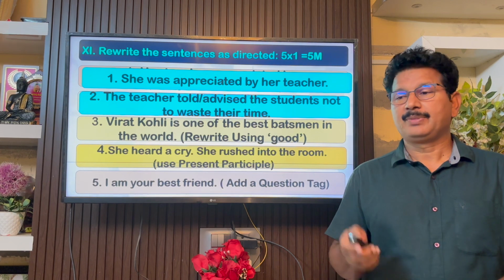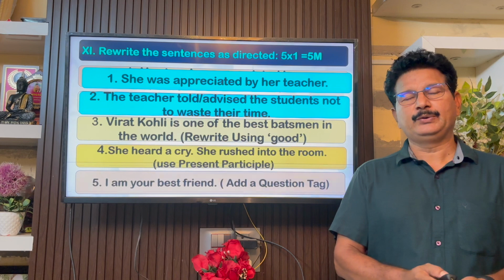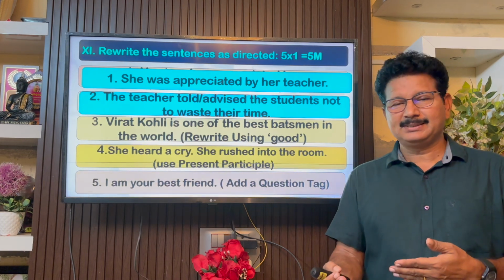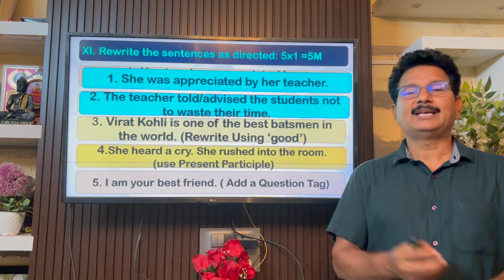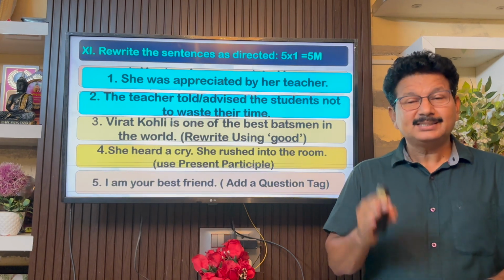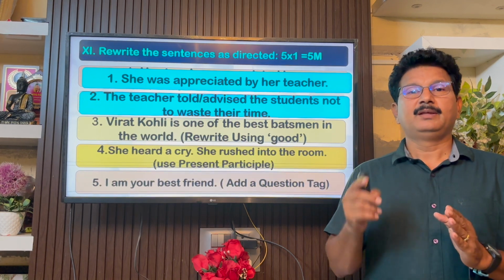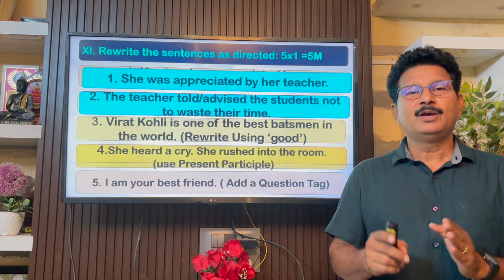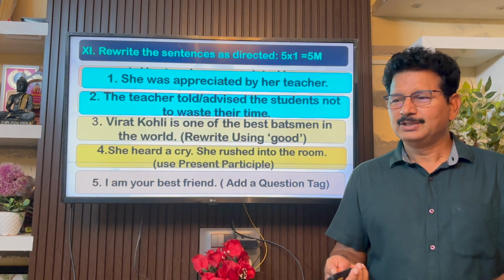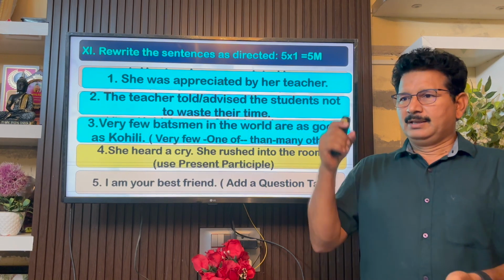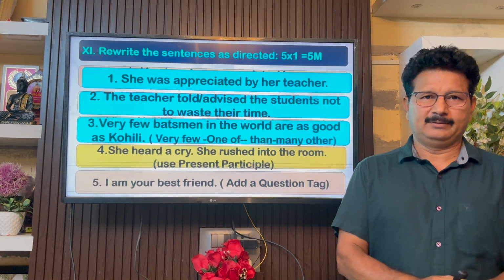Okay. Third one, "Virat Kohli is one of the best batsmen." Here I have two sentences for you. When you say "one of the best", it means there are many other batsmen also as good as Virat Kohli. So this is the key area that you have to find. And if it is "the best", you can say "No other batsman is so great as Virat Kohli." So now let's look at this one. So you can say "Very few batsmen in the world are as good as Kohli", right?